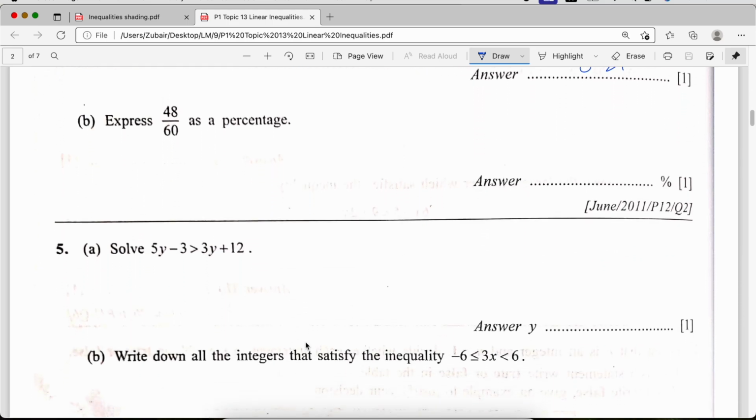B part is just percentage. We'll solve it rather than skipping that. Times 100. 8 times is 48. 8 into 10 is 80. So that's 80%.